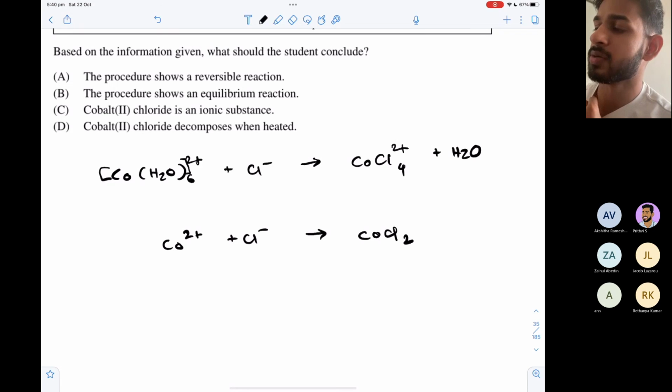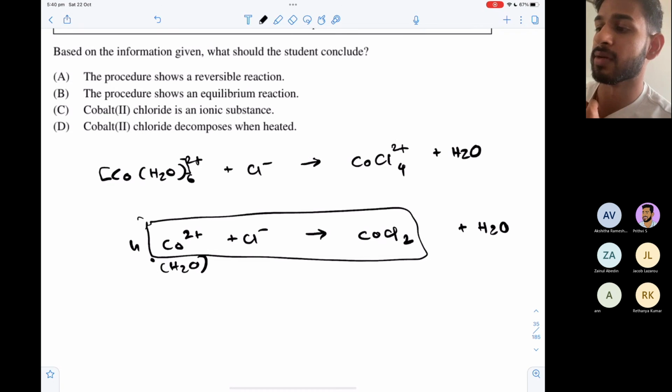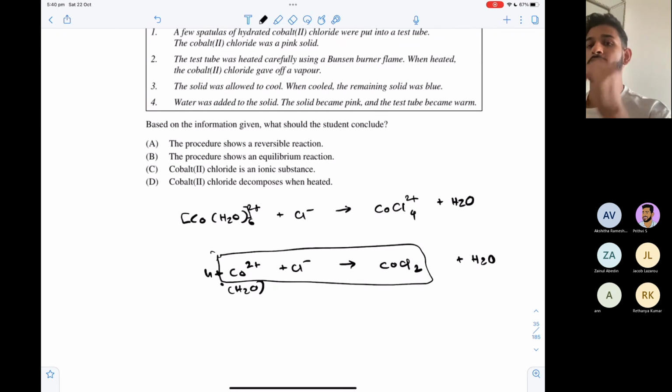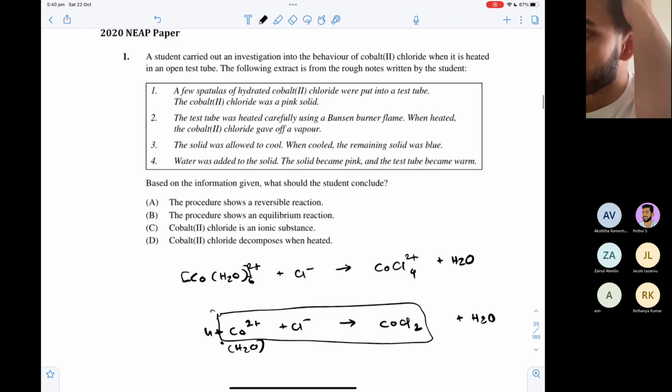I just want you to know, since it was hydrated, water is also made, right? And the water came from being attached to this cobalt ion, right? So this is the reaction that you need to know. And there's heat on the left-hand side. Very good, right? You don't even need to memorize the colors. They'll tell you that, right?